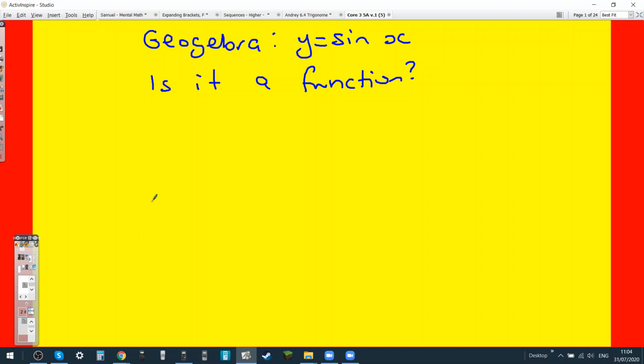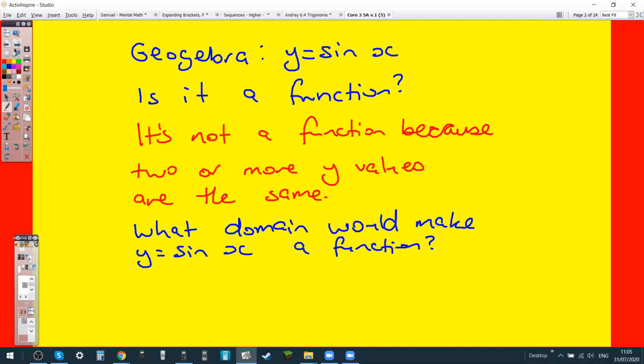I'm gonna say yes. And why is that? Is if you sub in any value for x, you'll get an answer. I'm gonna say no. Why is that? Yes, because 2 or more y values are the same.